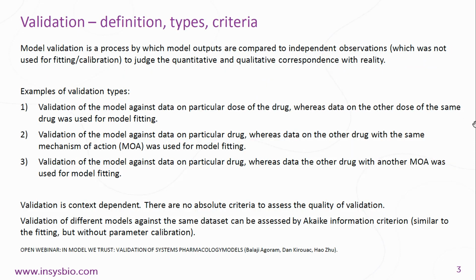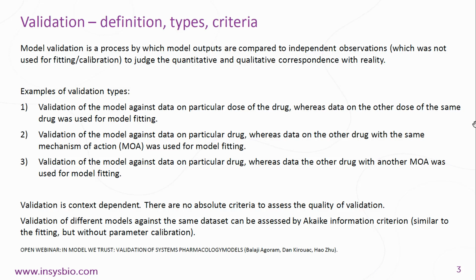Let's do one step aside to briefly talk about the validation. So model validation is a process by which model outputs are compared to independent observations, which were not used for fitting or calibration, to judge the quantitative and qualitative correspondence with the reality. So validation is context dependent. Unfortunately, there are no absolute criteria to assess the quality of validation. Moreover, validation of one model can be quite different from the validation of another model.